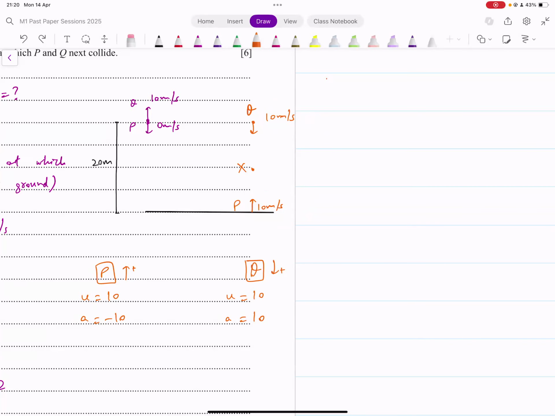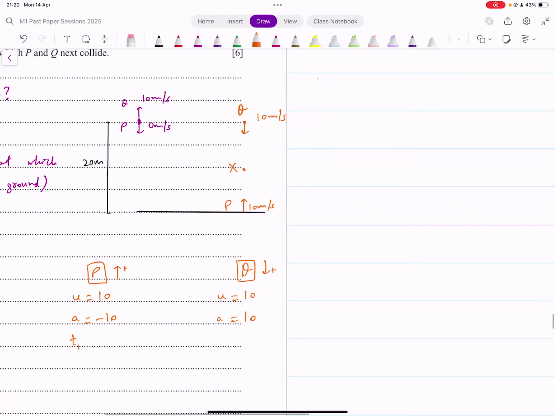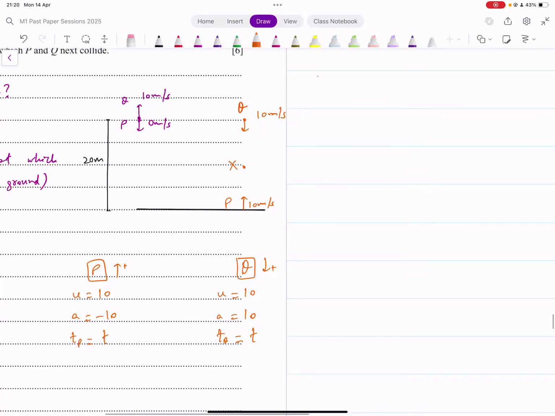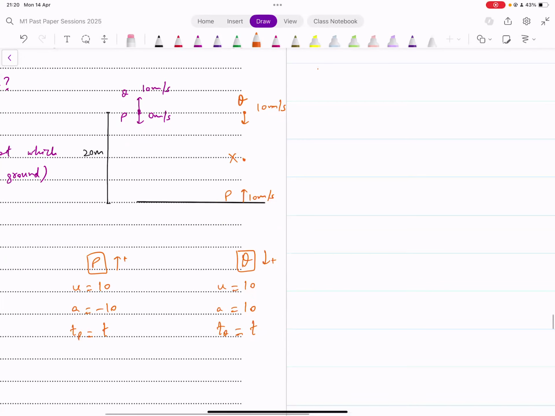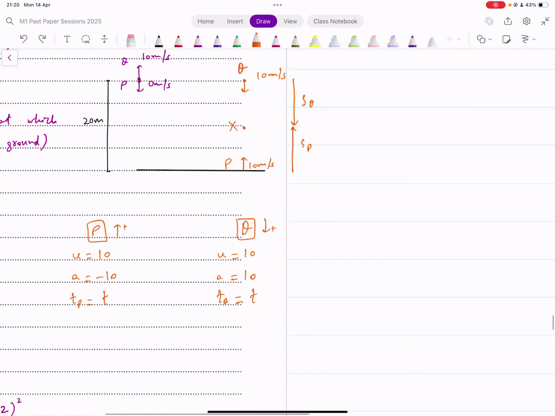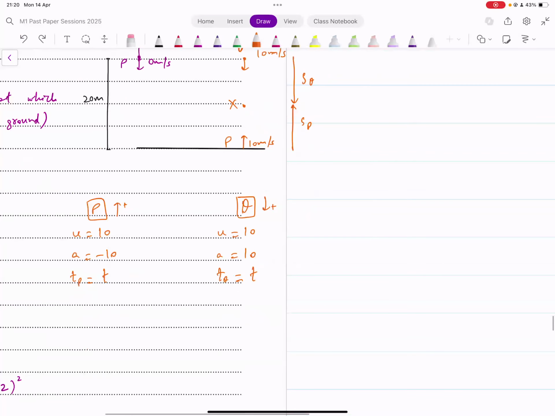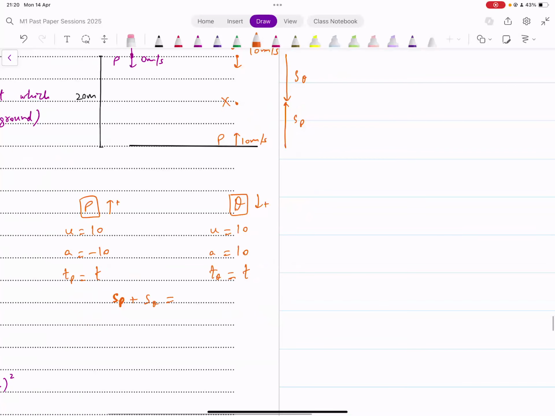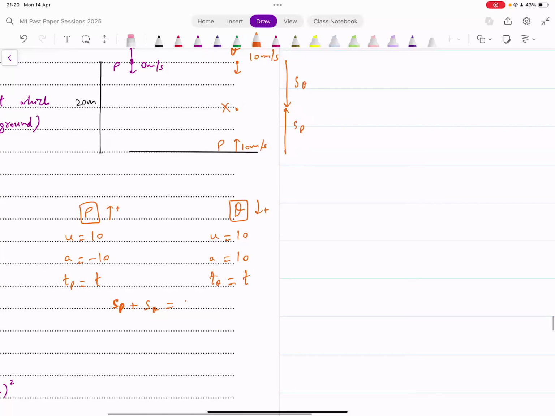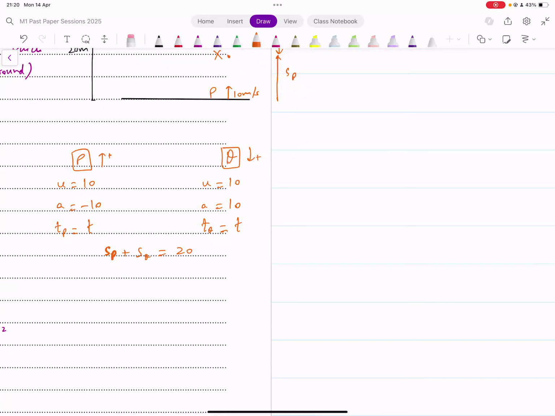That's another variable that we should be using here. We can say if time for P is T, then the time for Q is also T. Is there anything else that we can connect? Yes. So for P, upwards displacement is SP. For Q, the displacement is SQ until that point. We know that this total has to be 20. That means SP plus SQ, therefore, that should equal 20. And that is going to give us the time until collision.